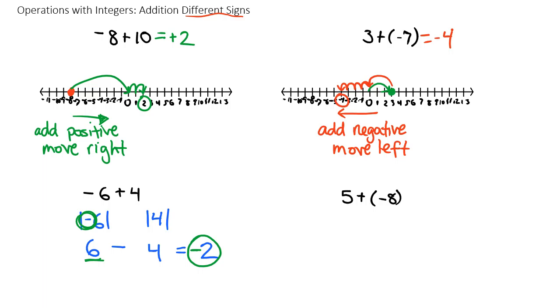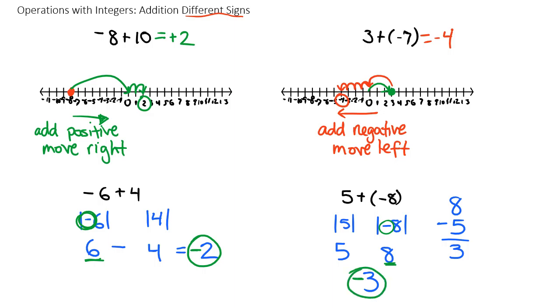And on this next one, we have the absolute value of 5 is 5, and the absolute value of -8 is 8. So we need to subtract the smaller absolute value from the larger one, and we get 3. And then we look and see, since this negative has the larger absolute value, our answer is negative. So we get -3.